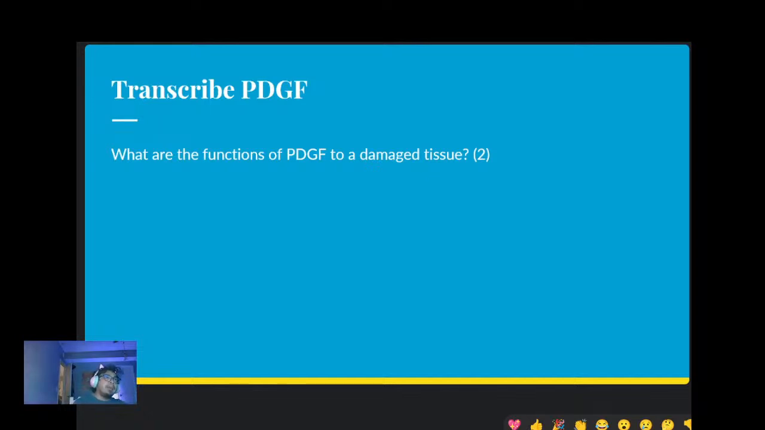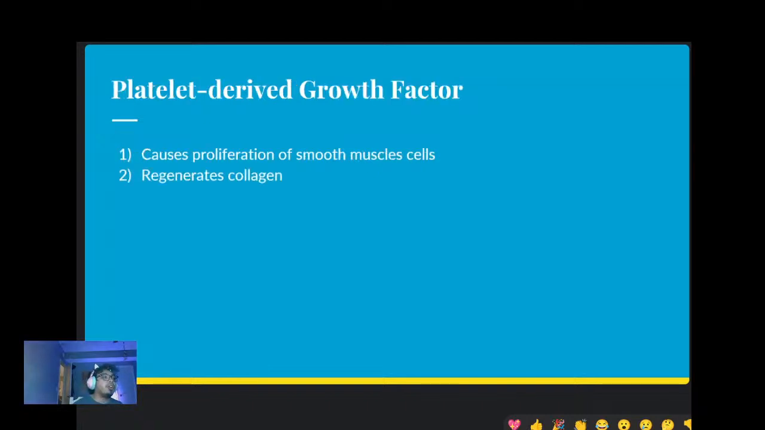PDGF stands for platelet-derived growth factor, okay? It has two functions. It causes the proliferation of smooth muscle cells, okay? And it regenerates collagen. Kaya nga yan yung ginagamit sa mga dermatology clinic, ini-inject sa muka yung vampire facial.